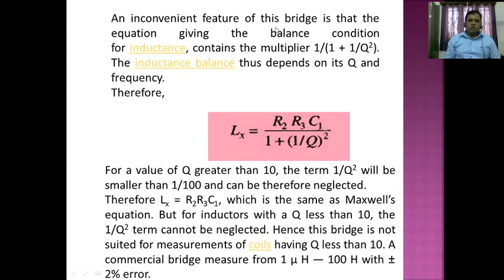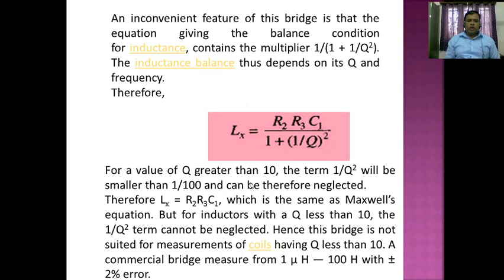An inconvenient feature of this bridge is that the equation giving the balance condition for inductance contains the multiplier 1 by 1 plus 1 by q square. This multiplier is the difficulty for bridge balancing. The inductance balance thus depends on its q value and the frequency, because the Lx value depends upon the q value.